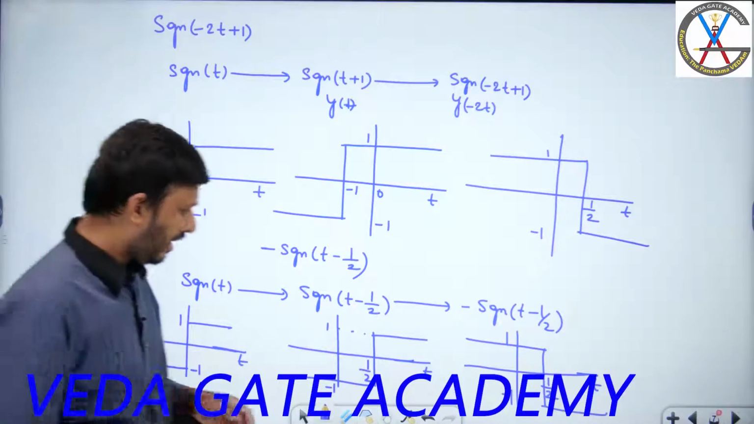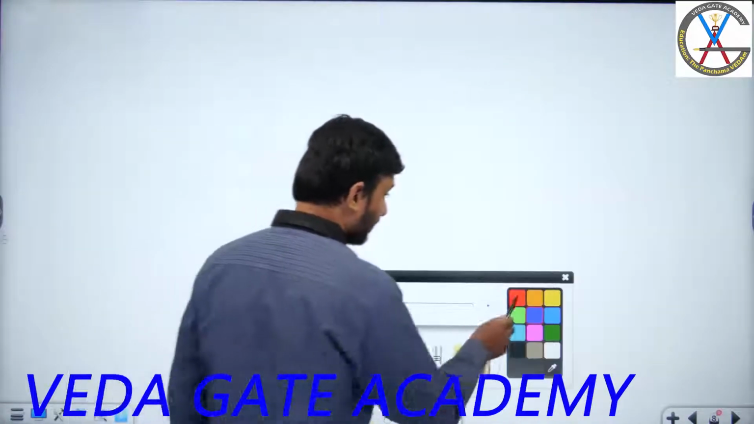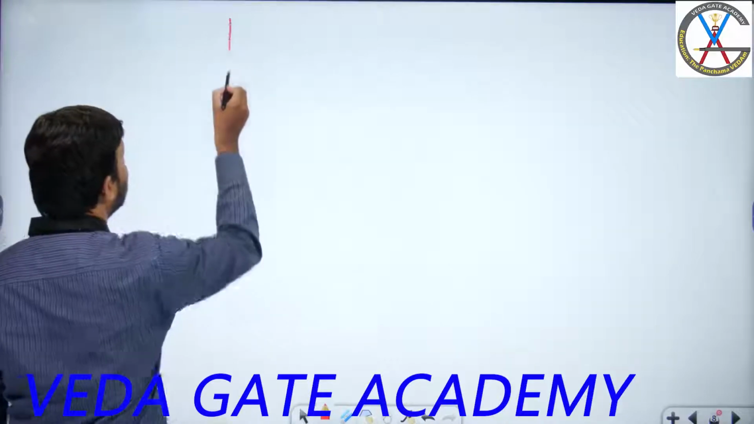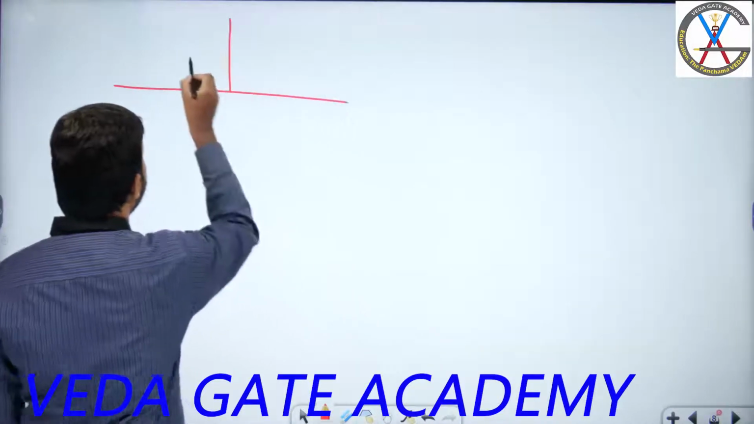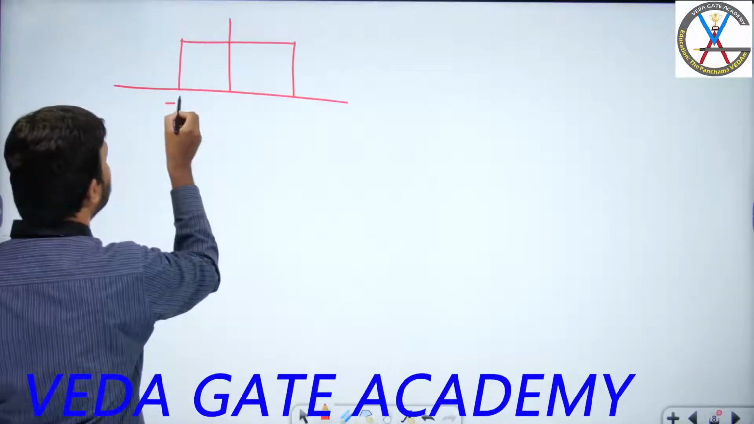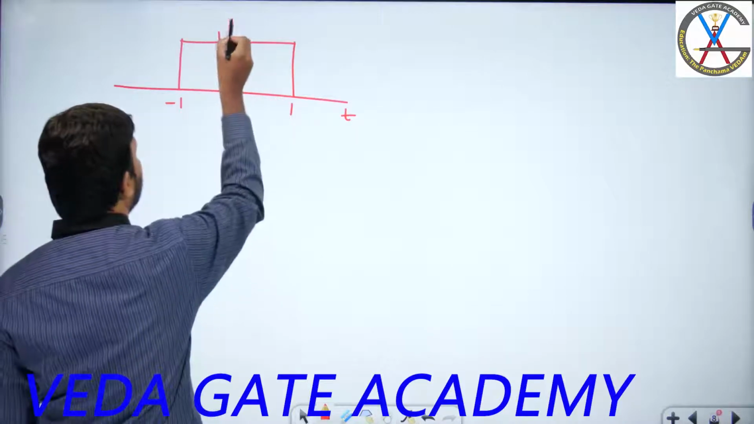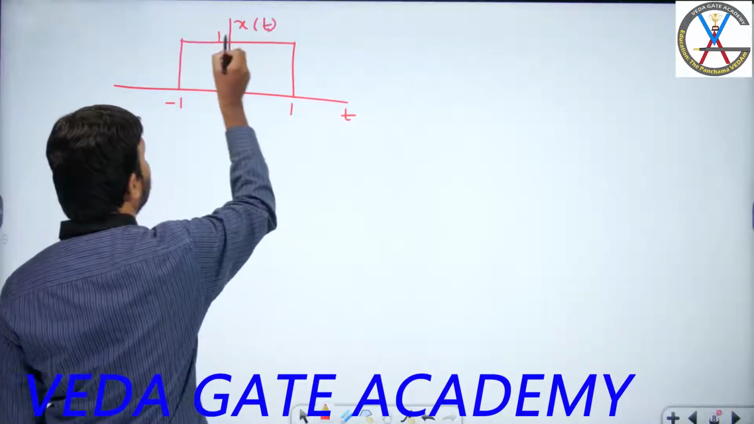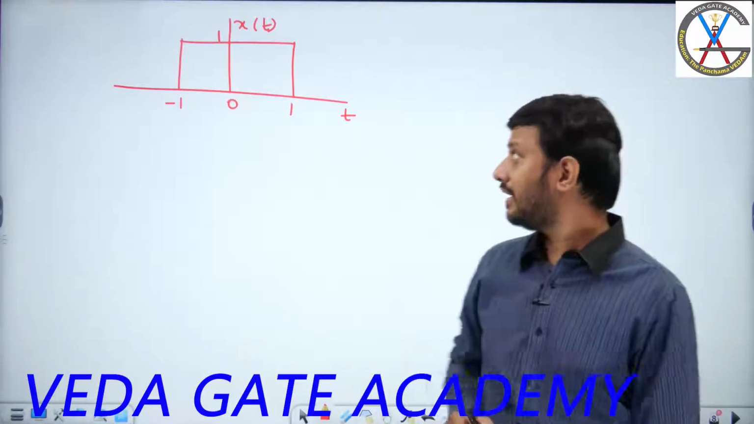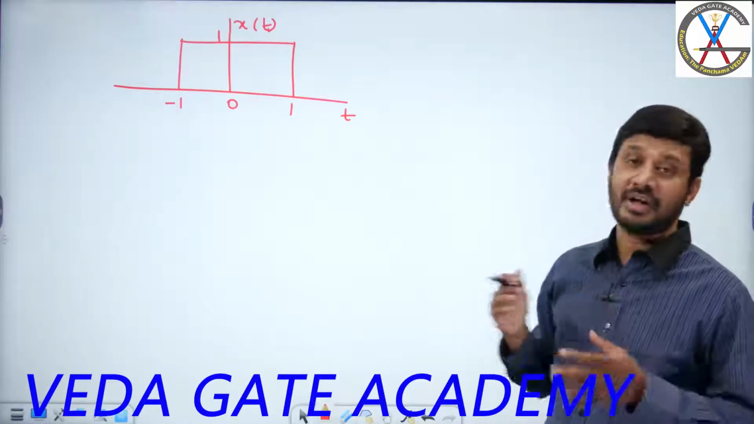Right. After this, okay, I'll ask you a question. If I ask you a question like this, observe here. The question is, this signal is given. What is this one? This is a rectangular pulse varying from -1 to 1. x of t is there. This is my signal. Now my question is, can you write this signal x of t in terms of signum?